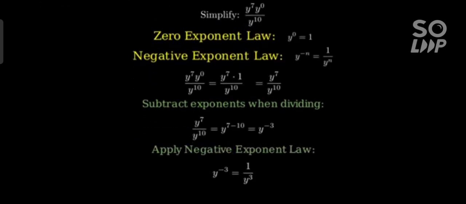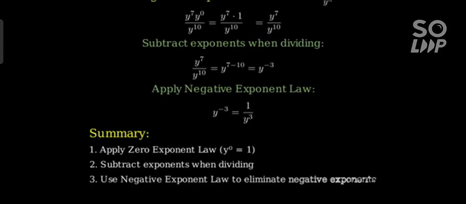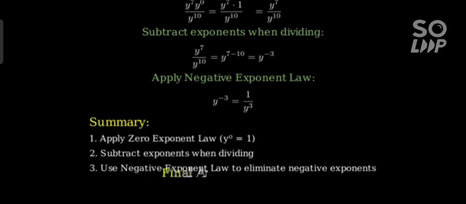Let's summarize what we did. First, we used the zero exponent law to simplify y to the 0 to 1. Then we subtracted exponents when dividing terms with the same base. Finally, we used the negative exponent law to write our answer without negative exponents. So our final answer is 1 over y cubed. Notice how we've eliminated the negative exponent by moving the base y to the denominator.